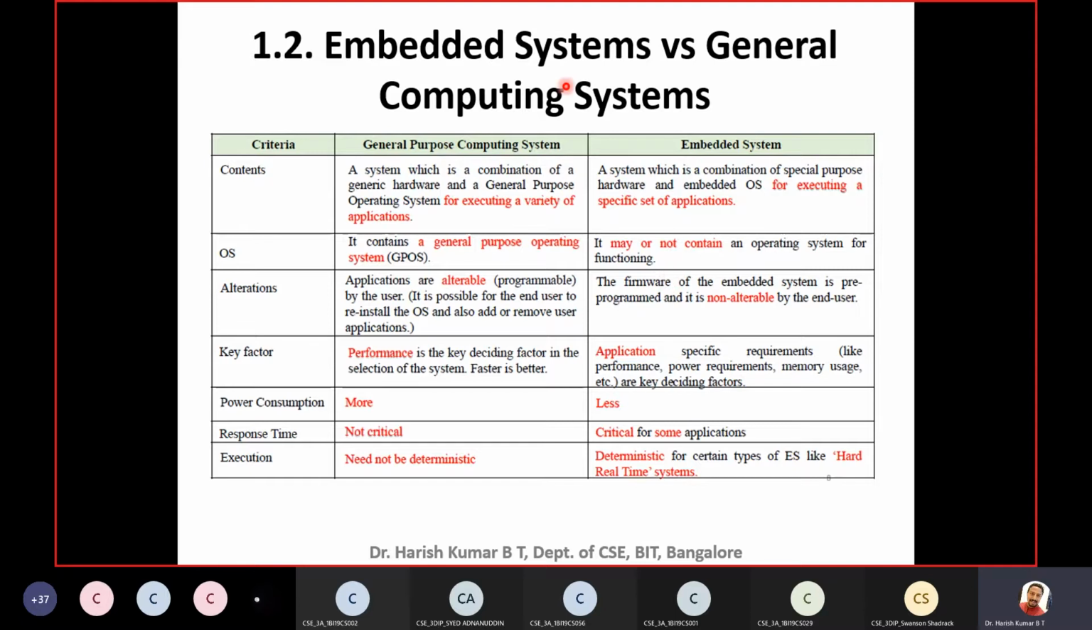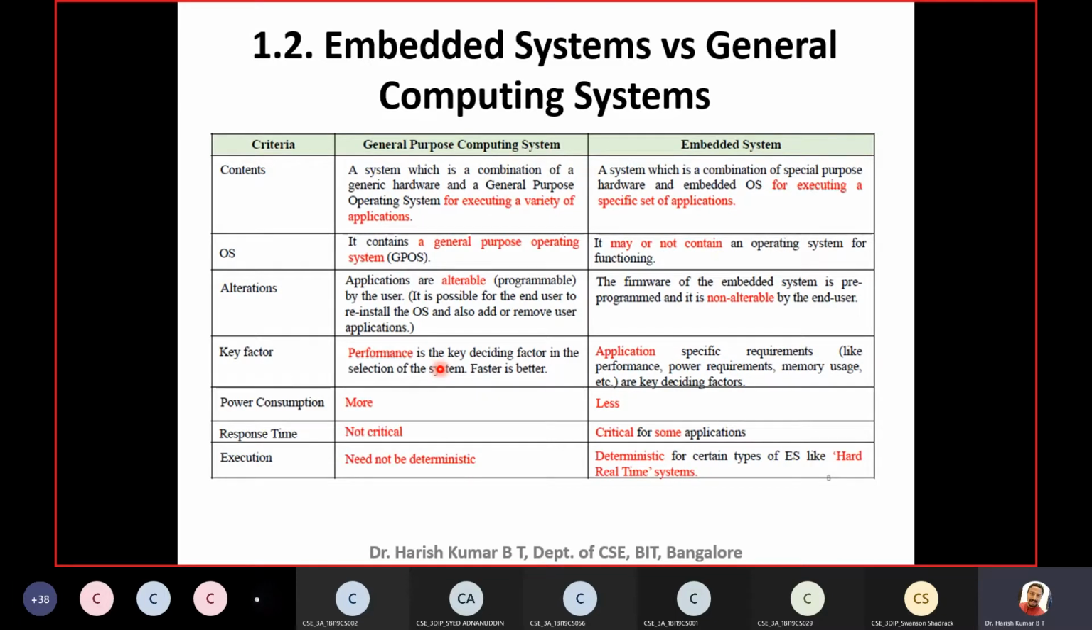Next is the third important thing that we are going to discuss: the key factors in deciding the selection of the system. Say, for example, I want to buy a laptop or a desktop system. What are the key factors that I will look at before purchasing? Performance is the key factor. I always go for buying a laptop or desktop which provides very good performance. That is the key deciding factor in the selection of a general purpose computing system, and we always choose the faster one.